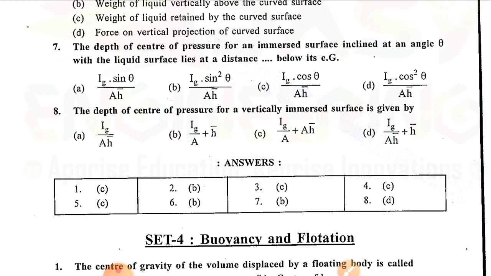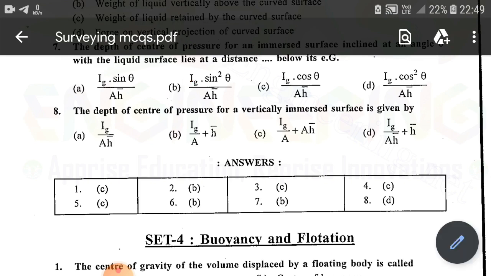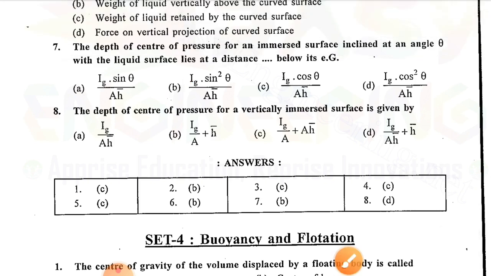Question number 7. The depth of center of pressure for an immersed surface inclined at an angle theta with the liquid surface lies at a distance below its center of gravity. Option B is correct. Ig sin square theta by AH. Question number 8. The depth of center of pressure for a vertically immersed surface is given by. Option D is correct. Ig by AH plus H bar.